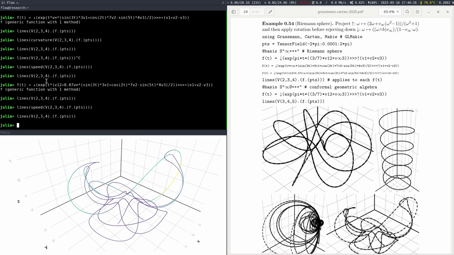But these are using this exponential function, right? So this is a rather, I guess, complicated calculation in some sense. So it uses exponentials and different kinds of operator compositions. All right, then let's look at the final example. So that was for the Riemann sphere projection, okay? Now let's do the conformal geometric algebra.